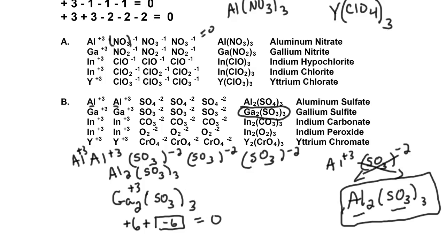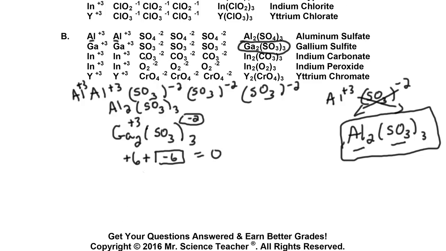Sulfite, I have 3 of them. So some charge up here, times 3 is -6, and that charge is -2. So I know my sulfite has a charge of -2. Let's look at the others. They follow the same formula. Indium is a +3, yttrium a +3. I'm just going to choose different polyatomic ions like carbonate, peroxide, and chromate, and just shove them together. I'm going to use 2 of the +3 ions and 3 of the -2 ions to follow the formula. We're going to get indium carbonate, indium peroxide, and yttrium chromate.